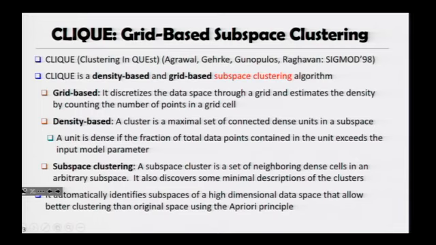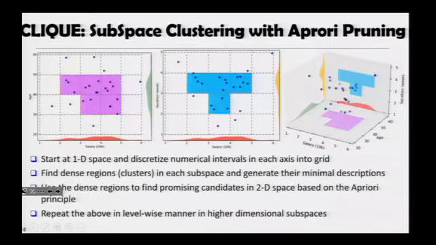Let's say you're looking at both the age and the salary to form a more sophisticated cluster by looking at multiple dimensions or multiple subspaces. So the CLIQUE algorithm's magic is that it can automatically identify the subspaces of a high-dimensional data space that allow better clustering than just using the original space. And the way they make it work is using the a priori principle.